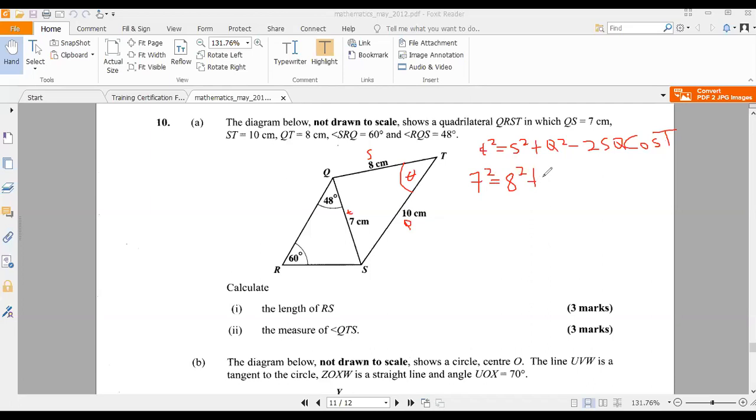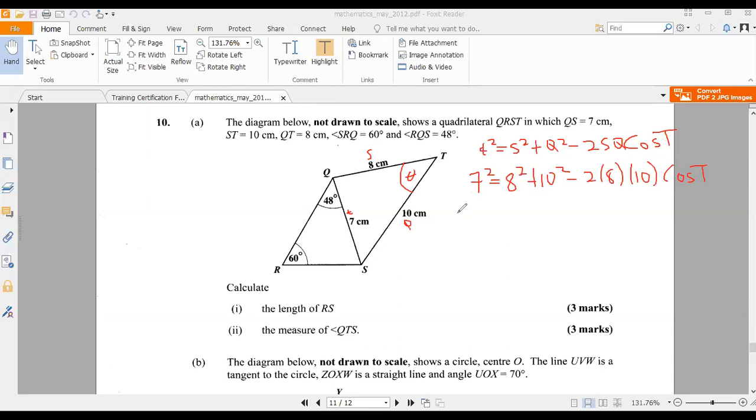Q will be what number? 10 square. Minus 2 times 8 times 10 cos of angle T. So here we are looking for the angle. Most of the time, we always find a side using the cosine rule, but this time around we want to find the angle.